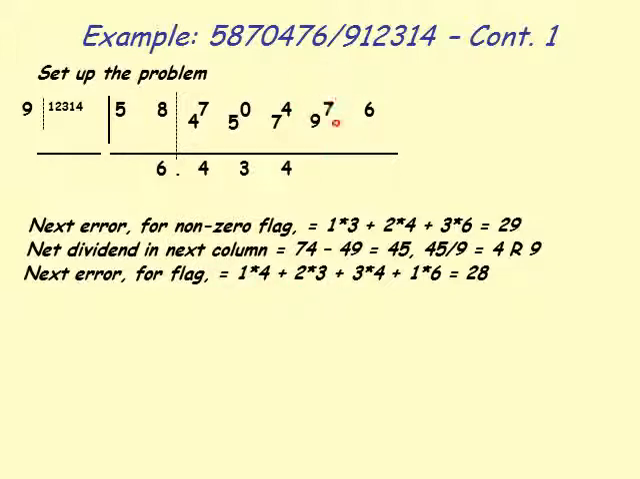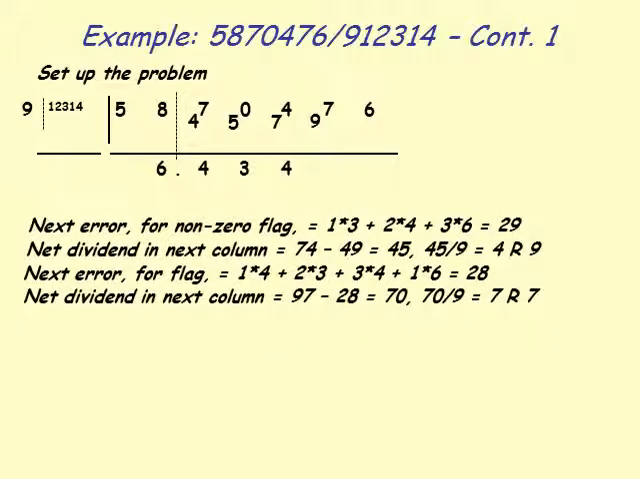So 97 is the next dividend, and this is the error 28, and we would subtract that from the next dividend. Net dividend in the next column is 97 minus 28, which is 70, and 70 divided by 9 is 7, remainder 7. Let's continue. So it's 7, remainder 7. We already have 4 digits. We were looking for 4 digits, but let's continue to get the next digit just in case we need to round it up.